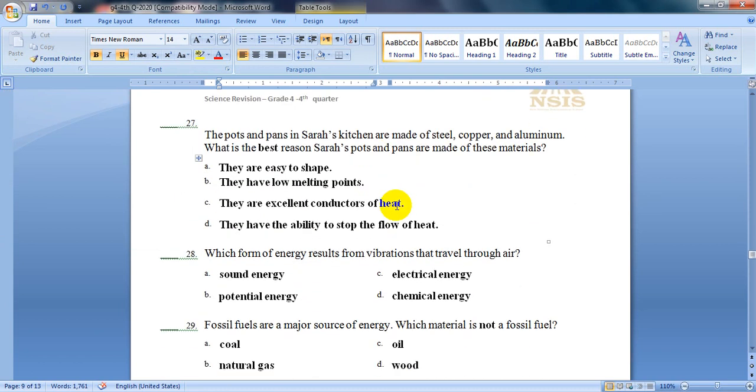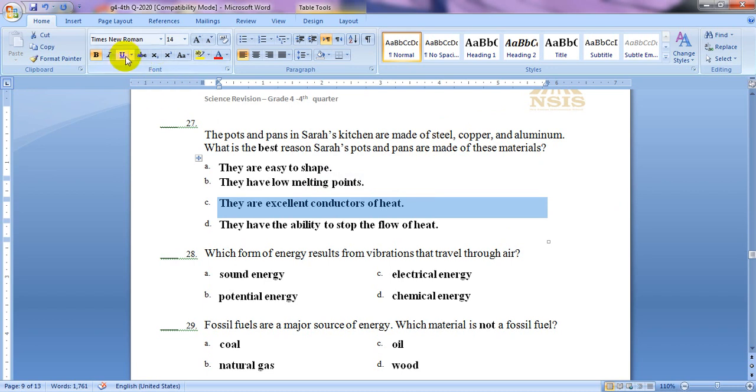The next one, 27. The pots and pans in Sarah's kitchen are made of steel, copper, and aluminum. What is the best reason Sarah's pots and pans are made of these materials? They are easy to shape, they have low melting points, they are excellent conductors of heat, they have the ability to stop the flow of heat. Why are they metals like steel, copper, and aluminum? Because they are excellent conductors of heat, so she can use them in cooking.